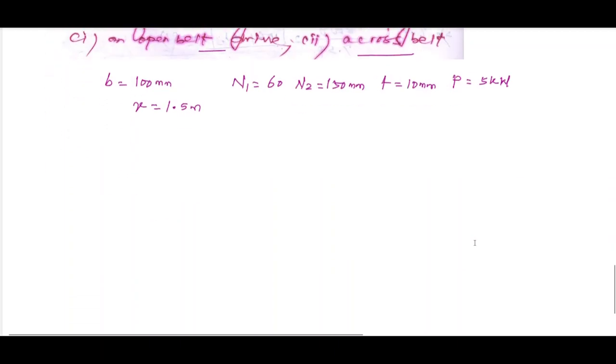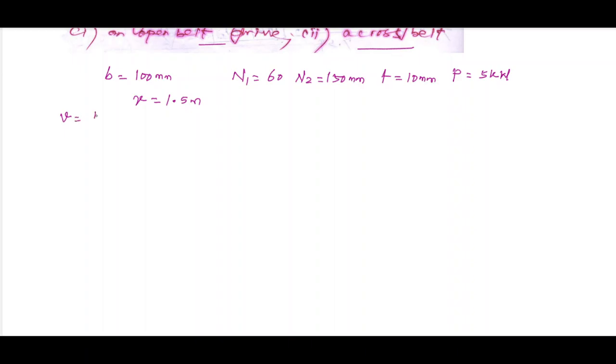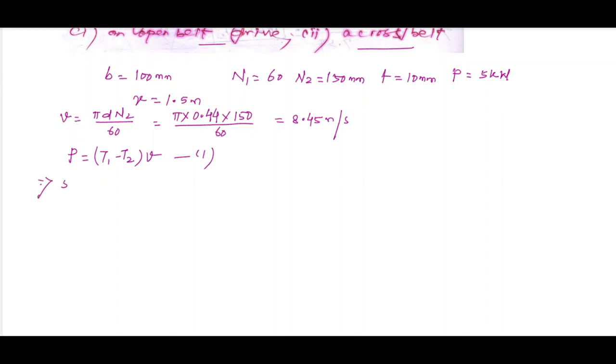So, linear velocity v is pi d N by 60. So, pi into 0.44 into 150 divided by 60. That is your 8.45 meter per second. And the power transmitted formula is P is equal to (T1 minus T2) into v. Let's say this is equation 1. So that means P is 5000 watt. So 5000 is equal to (T1 minus T2) into 8.45. That means T1 minus T2 is 1449.27 Newton.